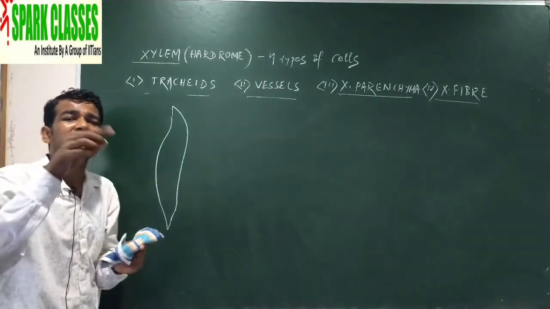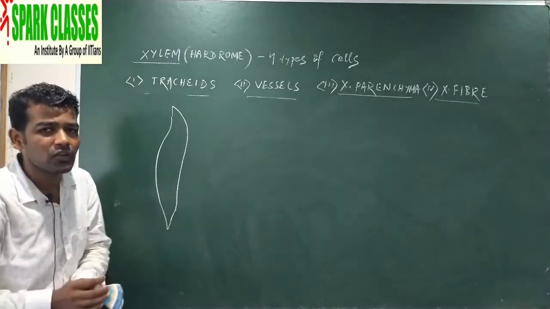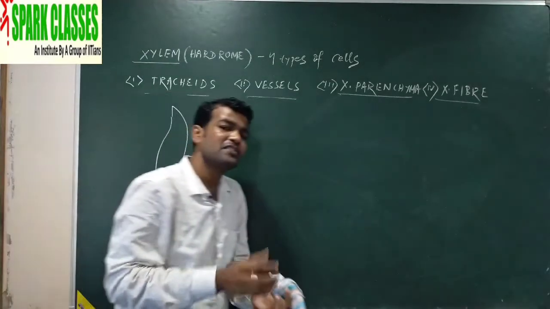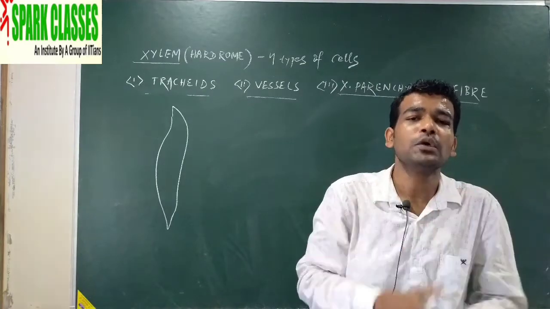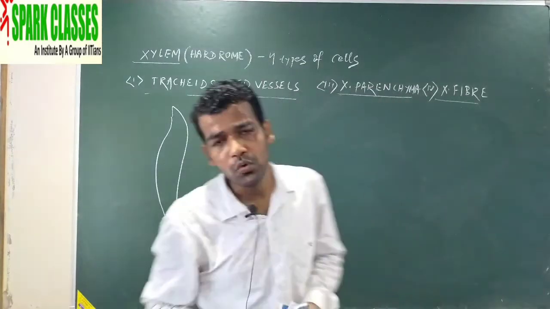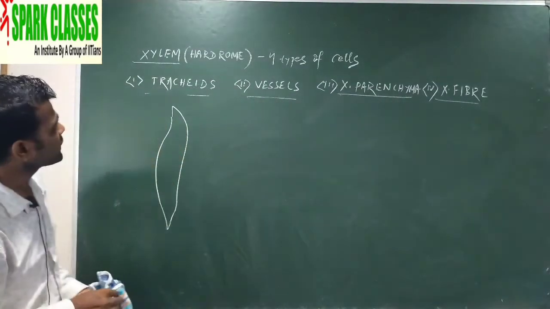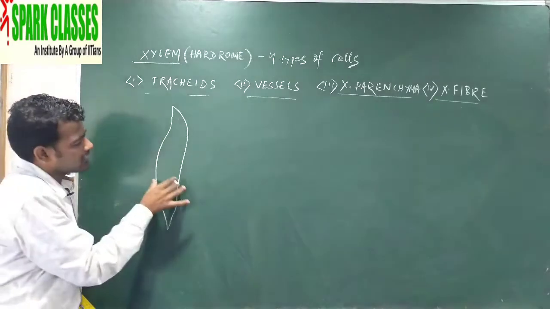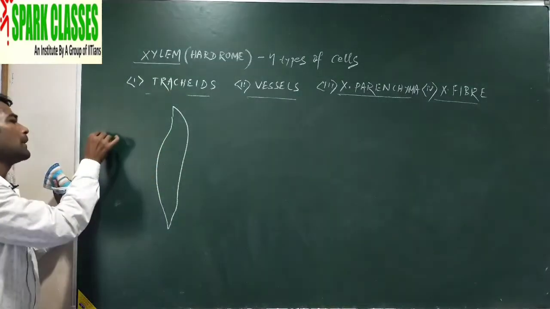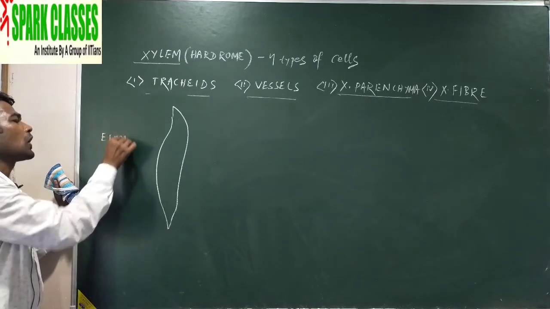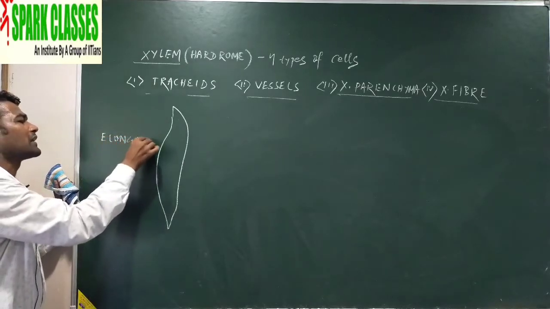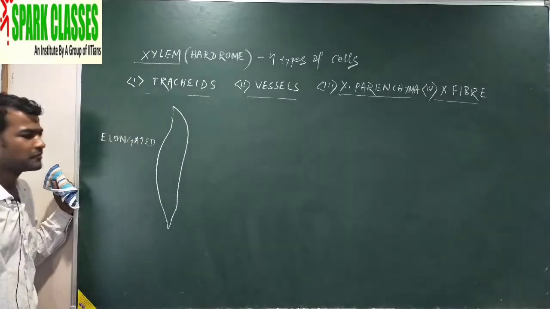Generally a cell is a sphere. In case of animal you have observed, generally this cell is a sphere, 3-dimensional structure, or it is rectangular or polygonal having many sides. But if you look at the tracheid, what is the importance of tracheid? First, it is elongated. Elongated means long, length is more. This cell is elongated.